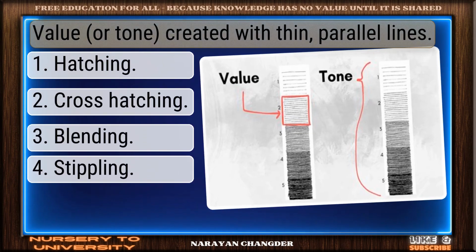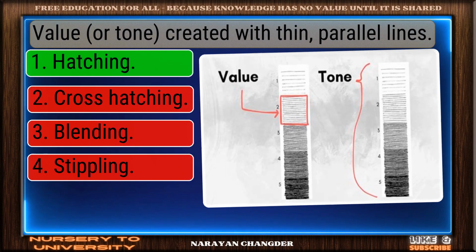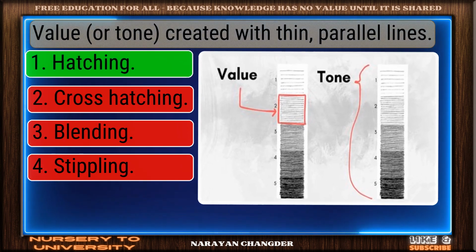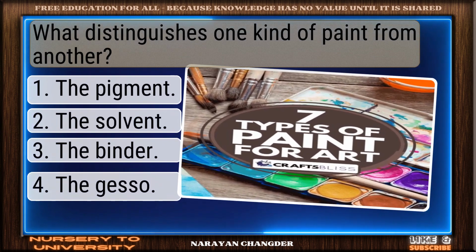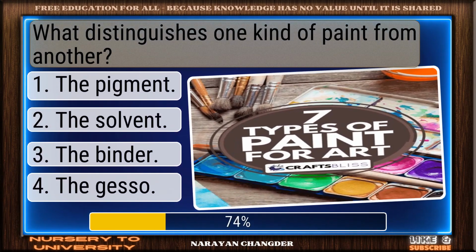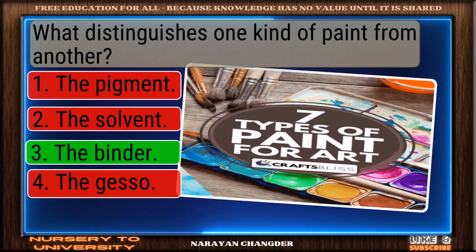Value created with thin, parallel lines. Perfect. Hatching is the correct choice. What distinguishes one kind of paint from another? Exactly. The binder makes sense, and it is the right choice.